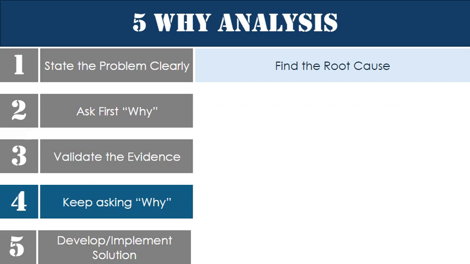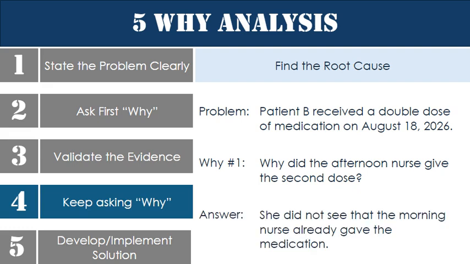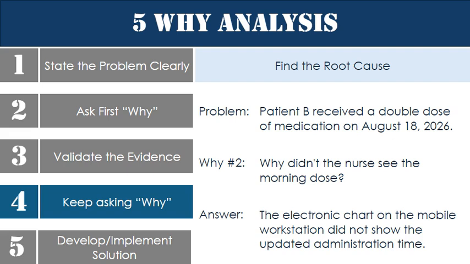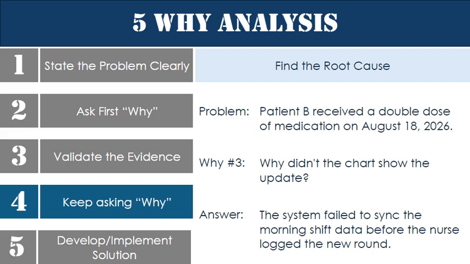Following the previous example, if the answer to why did the afternoon nurse give the second dose is that she did not see that the morning nurse already gave the medication, then the second why would be, why didn't the nurse see the morning dose? The answer is found to be, the electronic chart on the mobile workstation did not show the updated administration time. Why 3. Why didn't the chart show the update? Answer. The system failed to sync the morning shift data before the nurse logged the new round.